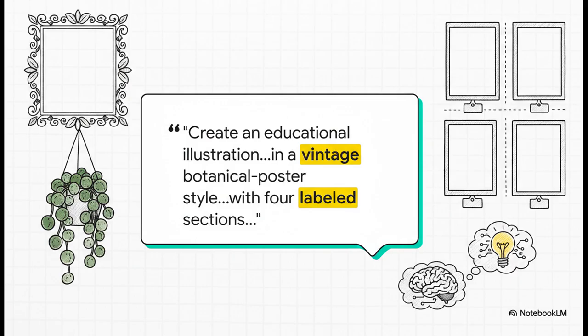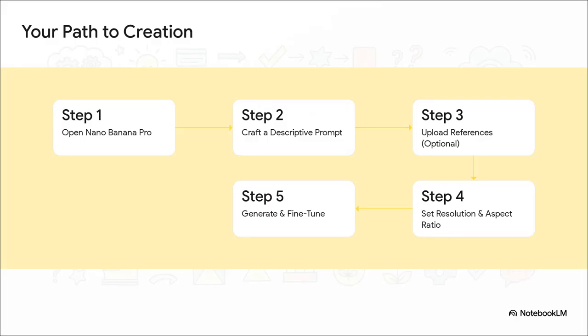It breaks down perfectly, right? The subject is the string of turtles plant. The style is that vintage botanical poster look. And then the details specify the layout, the labels, the resolution, the aspect ratio. See? Simple, clear instructions. So your whole workflow becomes incredibly straightforward. You just open the tool, you craft a descriptive prompt using that simple formula, you upload any reference images you want to use, set your resolution and aspect ratio, and then you just hit generate. And from there, you can even tweak the results with more text commands.